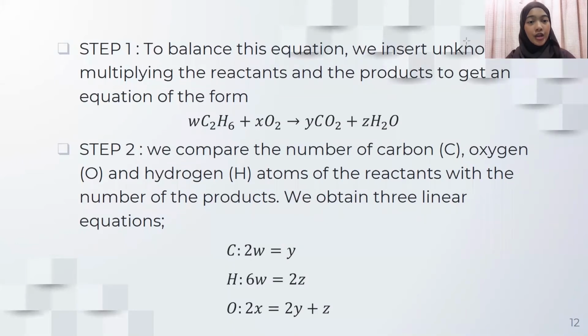Step 1. We have to insert unknowns by multiplying the reactants and products to get the equation form as below. So we have W, X, Y, and Z. For step 2, we compare the number of carbon, oxygen, and hydrogen atoms of the reactants with the number of products. So we obtain three linear equations, that is here, here, and here.